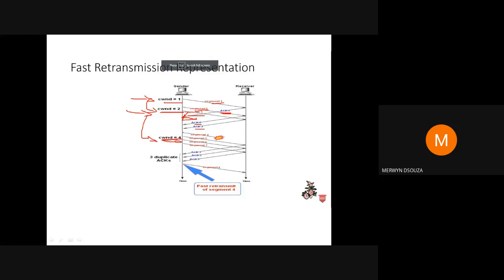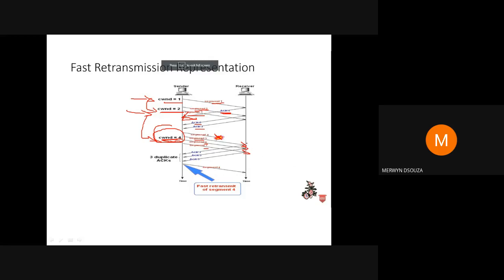The sender tries to transmit segment 4, and due to some error, segment 4 is lost. But since the window size is equal to 4 and it could send some more segments, it tries by sending segments 5, 6, and 7. As you can see here, segments 5, 6, and 7 have arrived successfully at the receiver's end.